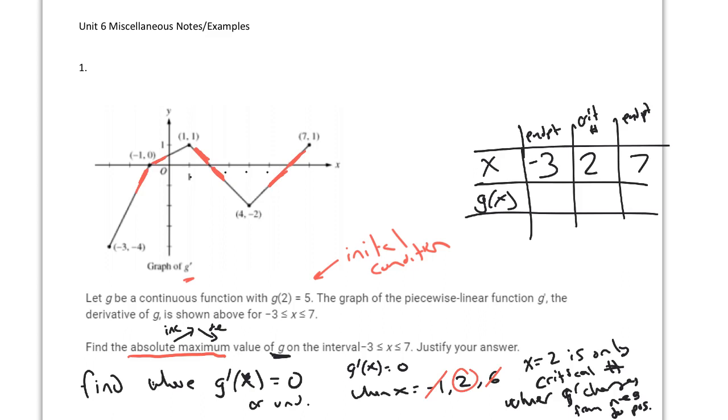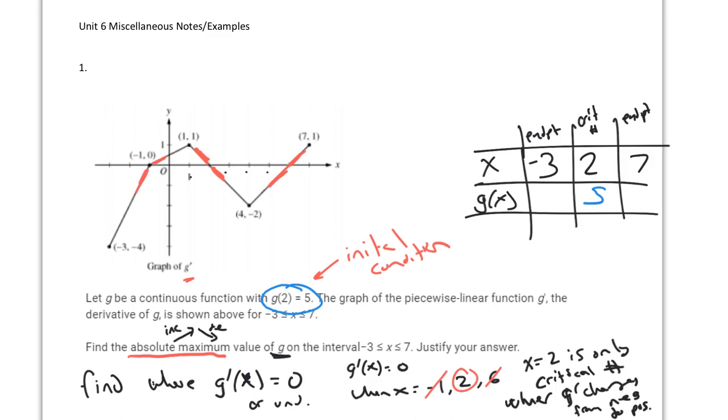Okay. Then the next step is that I need to actually be able to evaluate what is g of -3, g of 2, and g of 7. And that's where this comes in. Well, look at that. g of 2 is 5. Perfect. I have one of them. But how do I use that to find the others?